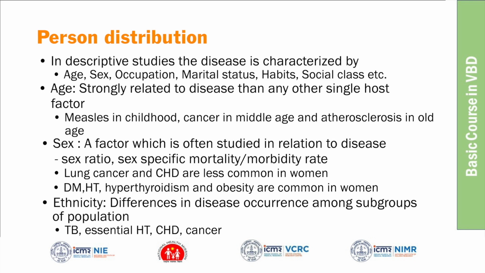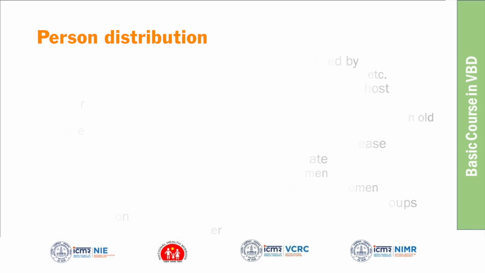And the next factor in person distribution is ethnicity. Differences in disease occurrence among subgroups of population. So some of the ethnic groups may be susceptible to some particular infectious and non-infectious diseases such as tuberculosis, essential hypertension, coronary heart disease, and cancer. Here it may be due to the genetic variation or maybe due to the environmental factor variation.